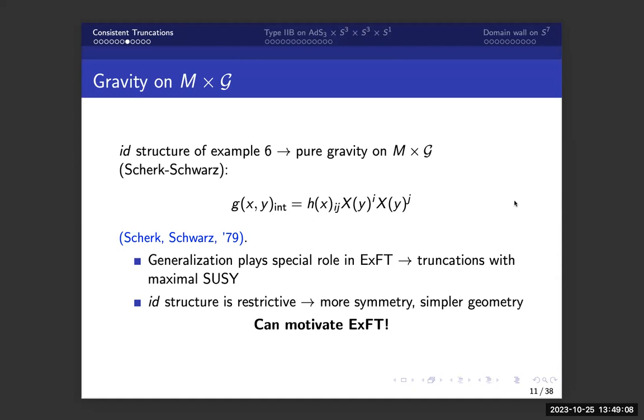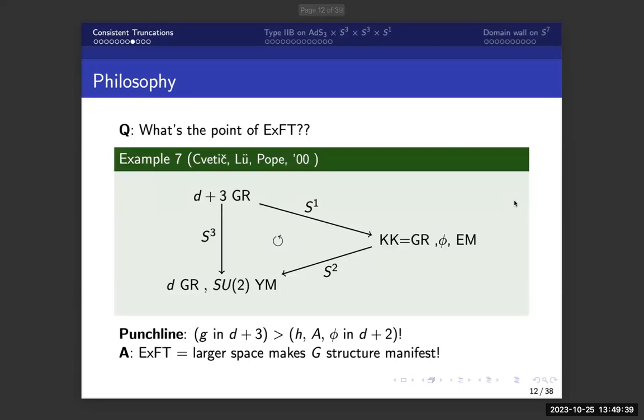So the generalization of these identity structures will play a special role in ExFT, because it will define consistent truncations which preserve maximum supersymmetry. And then in general, again, an important point for all these methods is that having this identity structure is very powerful. It restricts the geometry and it allows you to do lots of things. So now I'd like to talk a bit more specifically about exceptional field theory, and I'll start by trying to motivate what the grand goal of this technology is.